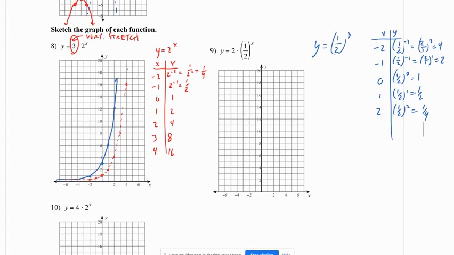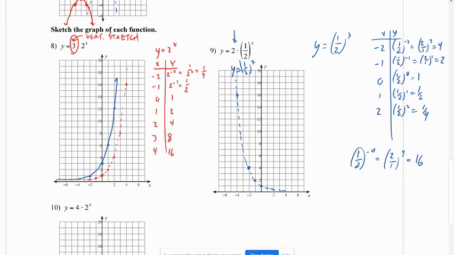And so if we plot those values, we have (-2, 4), (-1, 2), (0, 1), (1, 1/2), (2, 1/4), and so on. And we could even go further if we went to -4. (1/2) to the negative fourth power would be 2 over 1 to the positive fourth power, which is 16. So -4 is going to be up here at 16. And so there's our parent function. So that's y equals (1/2) to the x.